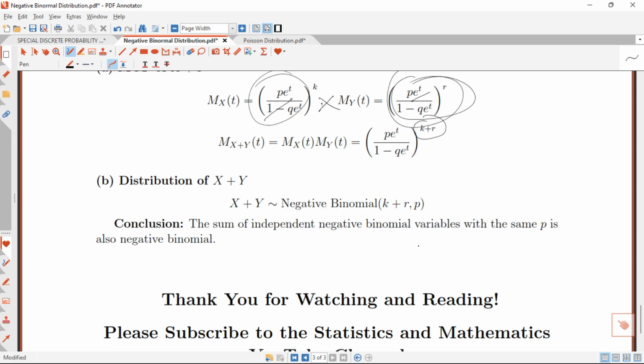Okay, and the second part says we should describe the distribution. For us to describe the distribution, these two depict what? Negative binomial distribution. Okay, so we are saying that the sum of independent negative binomial random variables with the same p is what? Also a negative binomial.